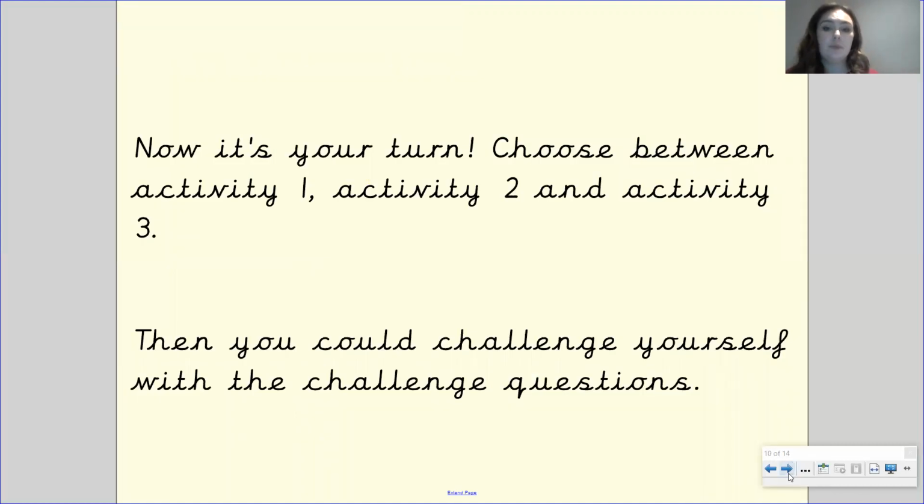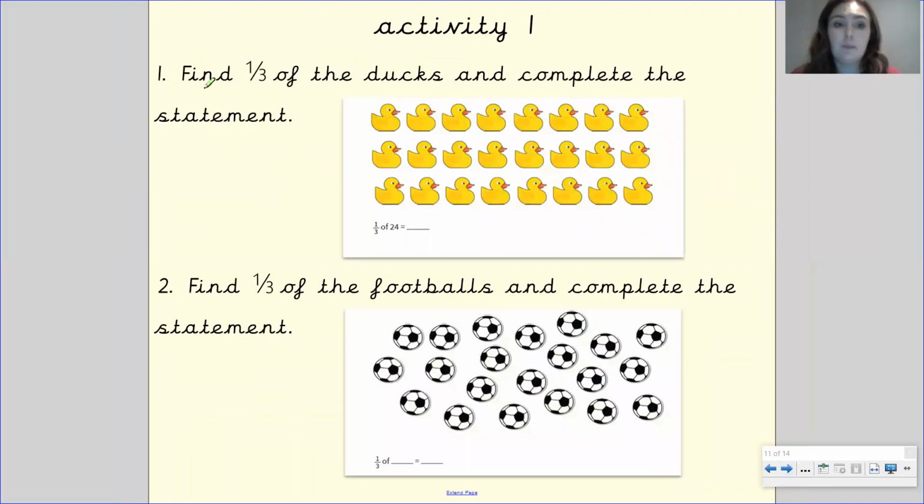Okay, now it's your turn. Please choose between activity 1, 2, or 3, and then you could challenge yourself further with the challenge questions. So here is activity number 1. You need to find a third of the ducks and complete the statement. So here are your ducks, and you need to find a third of them and then write the answer. Question number 2, you've got some footballs and you need to find a third of the footballs and then write your answer underneath, completing the statement here. So this is activity number 1.